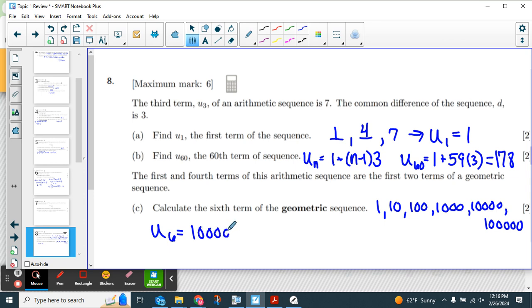Now, could you just as easily use the formula? Absolutely. We know that u sub n is equal to u sub 1 times r to the n minus 1 power. So u sub 6 would equal 1 times 10 to the 6 minus 1, the 5th power, which also would give you 100,000. So either way is totally acceptable.